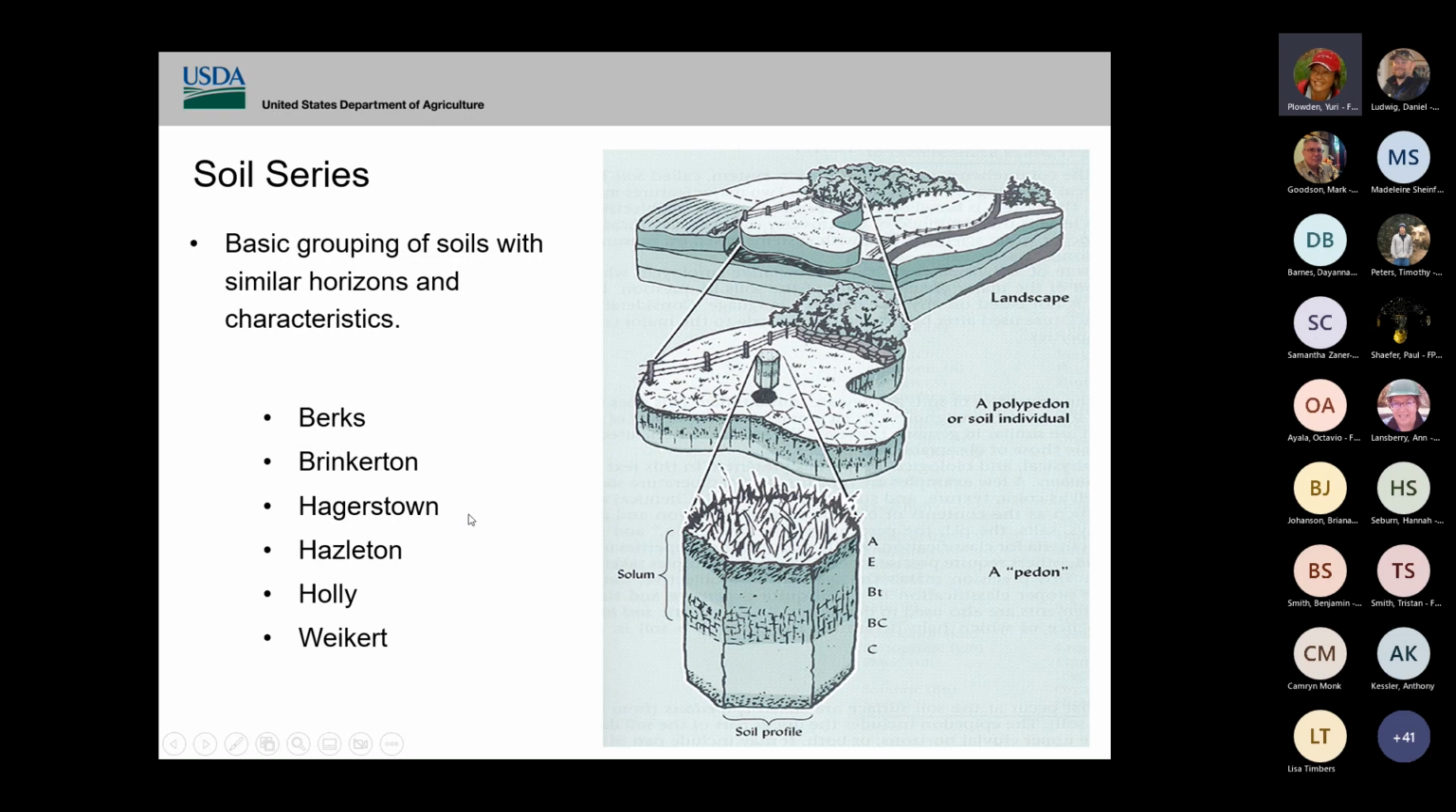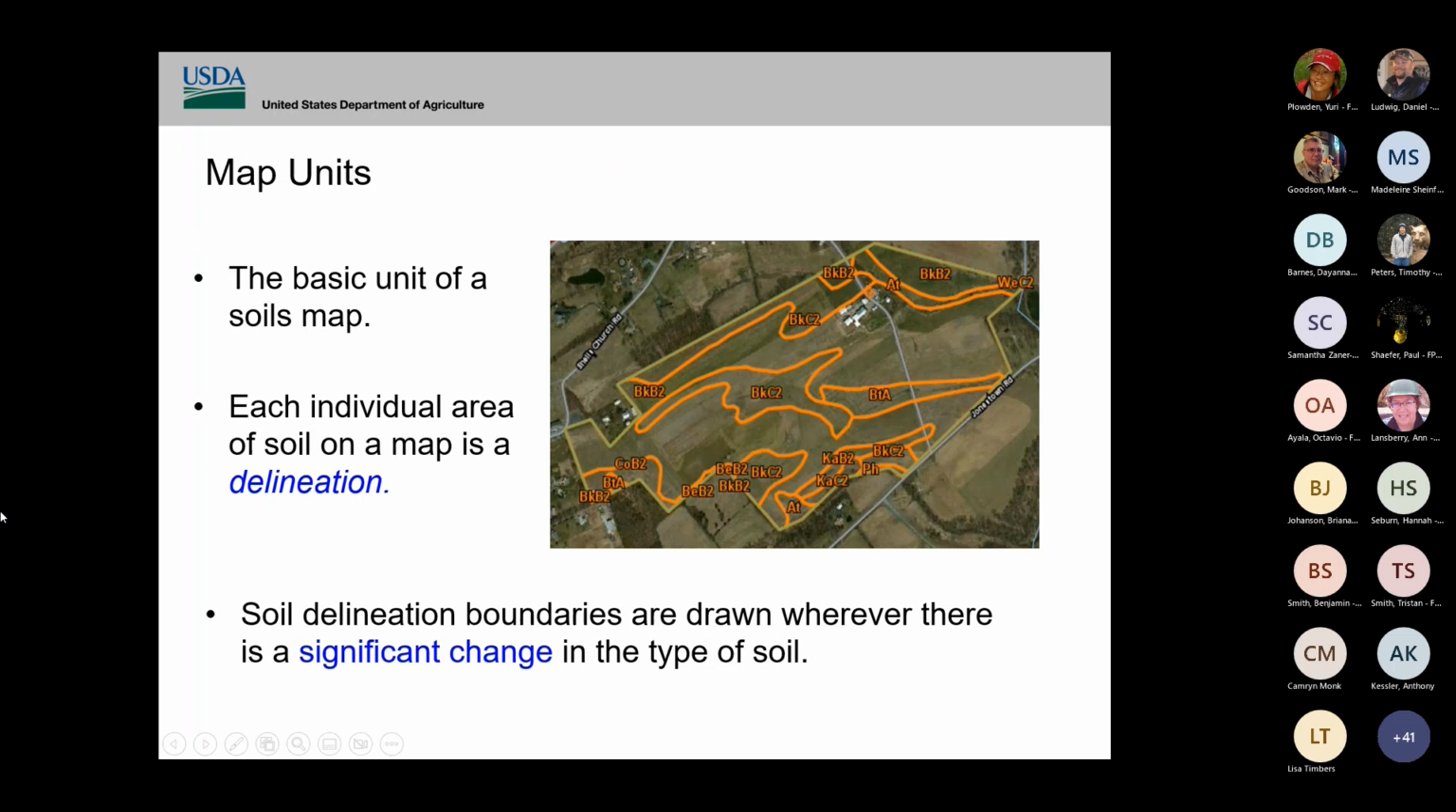for that soil series. So here again, I'm a Ridge and Valley gal, so these are all Ridge and Valley soils: Berks, Brinkerton, Hagerstown, Hazleton, Holly, Weikert. You might be in Gilpin land or Manor, Mount Airy land, or Volusia, Mardin, something like that. Those are all classic Pennsylvania soils from different areas.